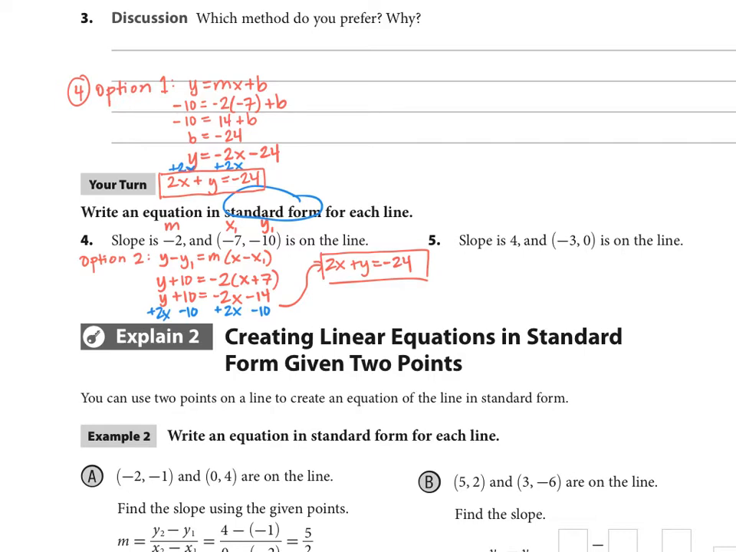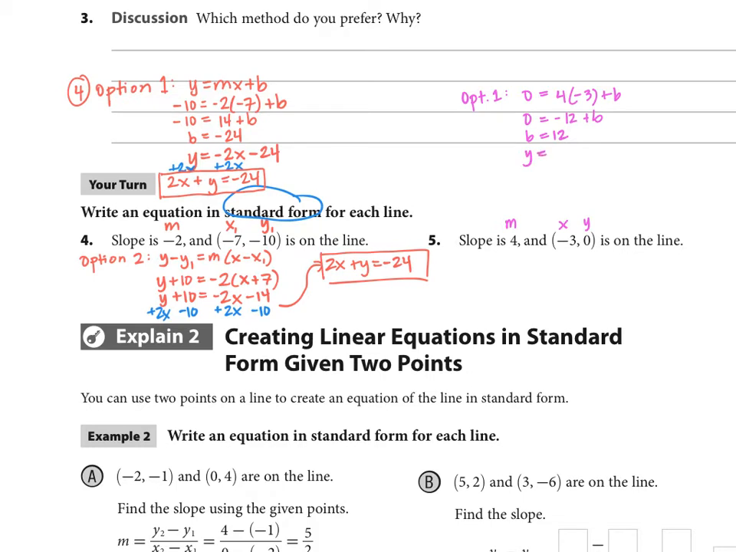So slope is 4, and we had the point negative 3 comma 0. So I'm going to do option 1 up here at the top. And that's the slope-intercept form. So I got y. I'm sorry, we know what y is, so I don't want to use y. We have 0 equals 4 times negative 3 plus b. So remember, 4 is my m, negative 3 is my x, and 0 is our y. So I have 0 equals negative 12 plus b, and therefore b is 12.